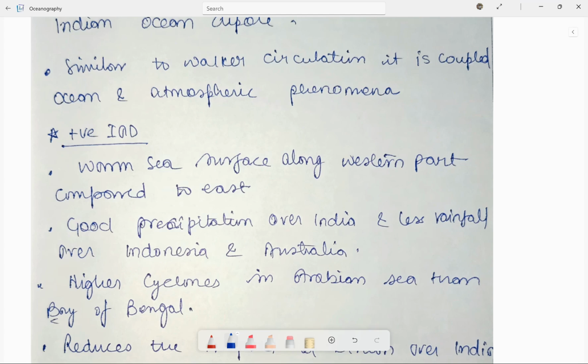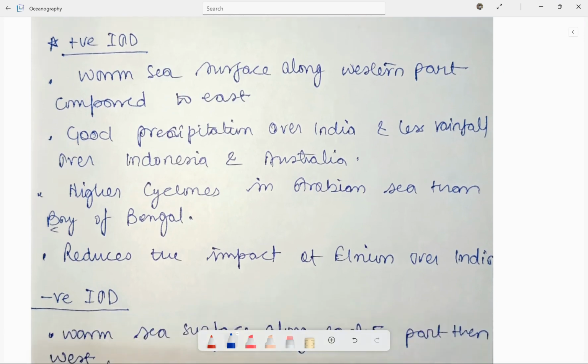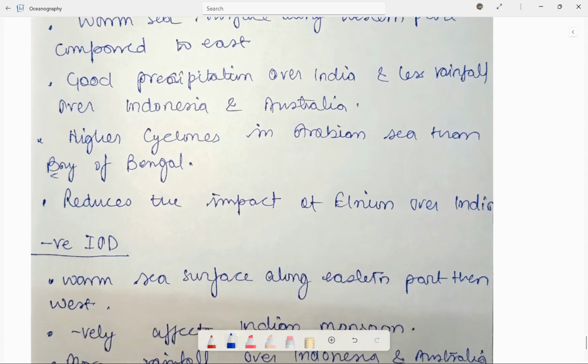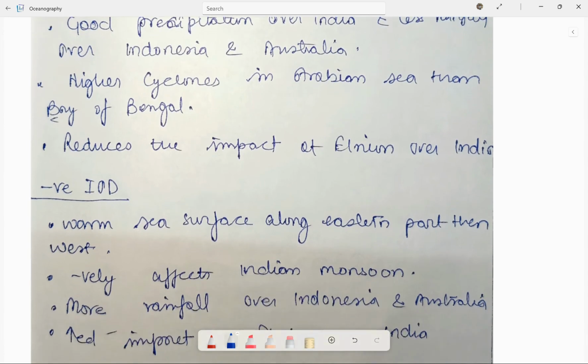पॉजिटिव इंडियन ओशन डाइपोल है तो वार्म सी सरफेस along the western part compared to east, good precipitation over India and less rainfall over Indonesia and Australia, higher cyclones होते हैं Arabian में, and it reduces the impact of El Nino over India.